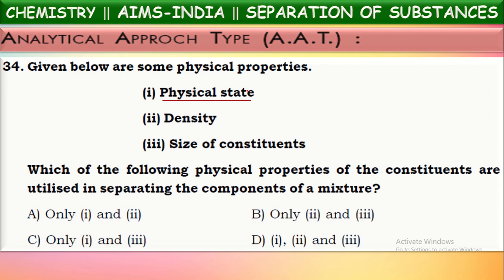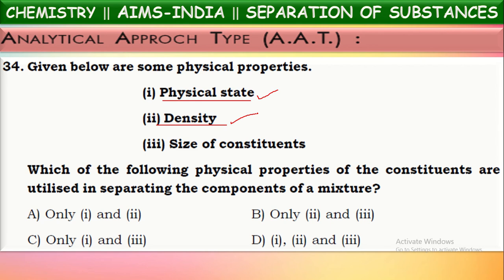One of them is a liquid, the other one is a solid, isn't it? So those can be separated by filtration. So physical state is considered here. Next one, density. The greater, denser particles can be separated from lighter particles by the method called the gravity method. We have studied, isn't it? So density is also one of the properties utilized in the separation of mixtures.